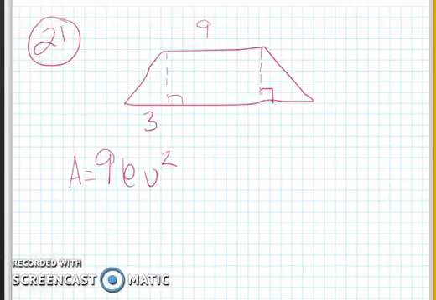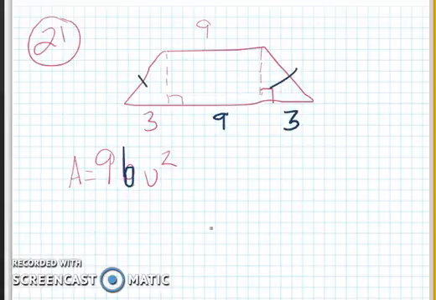Alright, this one's like number 21 on your worksheet. We're given the area of 96 here. Again, this one's like it, it's not the same as the one on your worksheet. What we can do here is, 3's here, that means 3's going to be here and 9's going to be here. This is isosceles. That's how we know this. Okay, so I'm going to write the formula first.